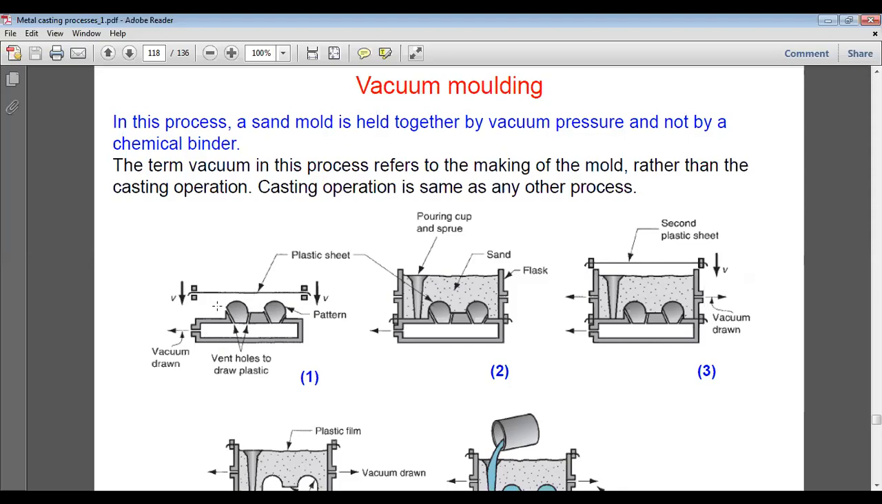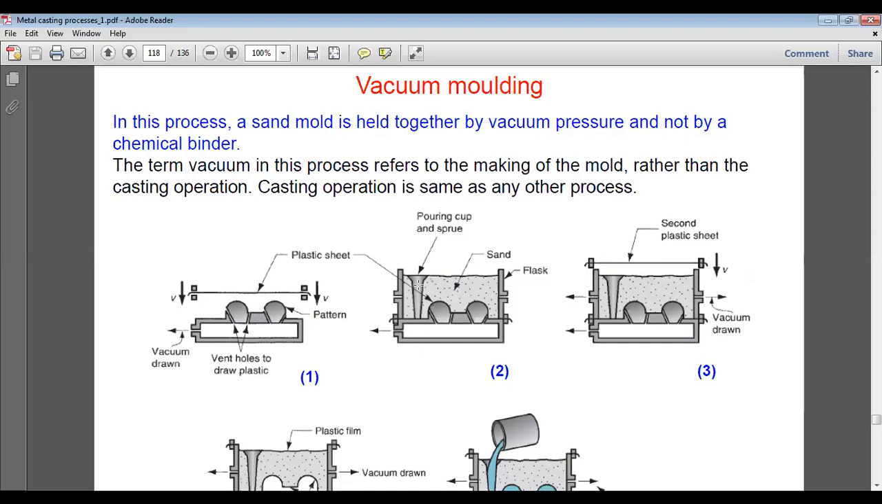Initially there is pressure between the plastic sheet and the pattern, but when the vacuum pump is applied, it starts evacuating the air from this place. When the air is displaced, the plastic sheet will take the shape. The plastic sheet will stick in accordance with the shape of the pattern, and will take the curve of this pattern.